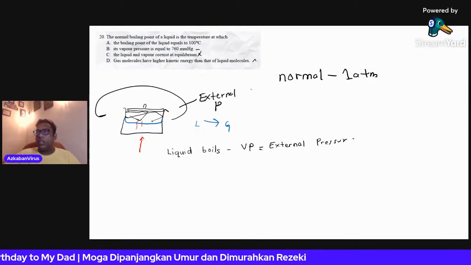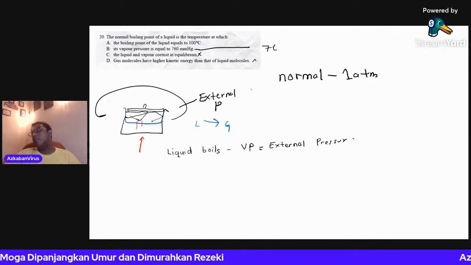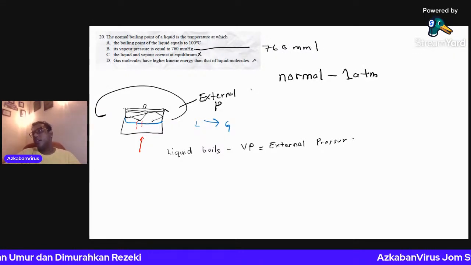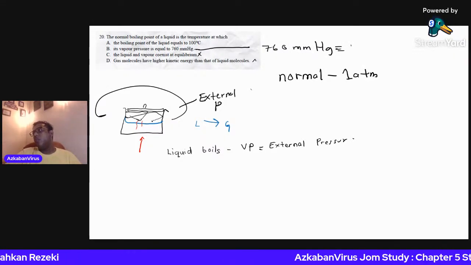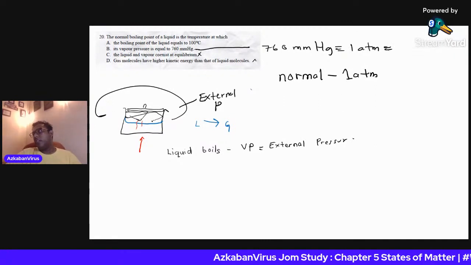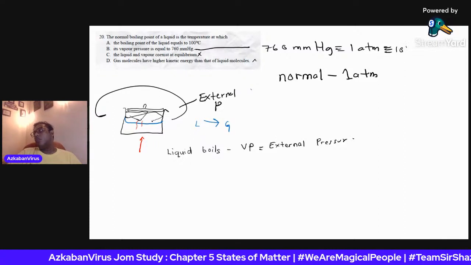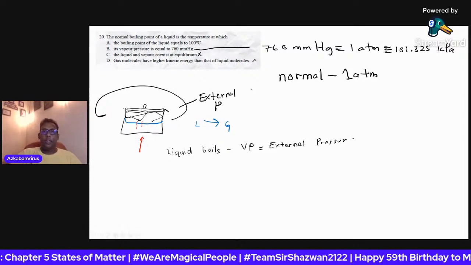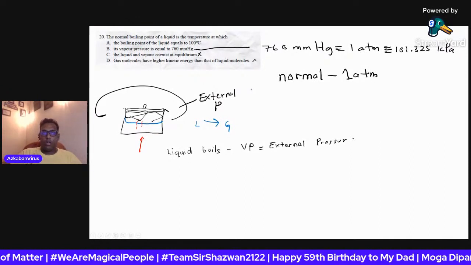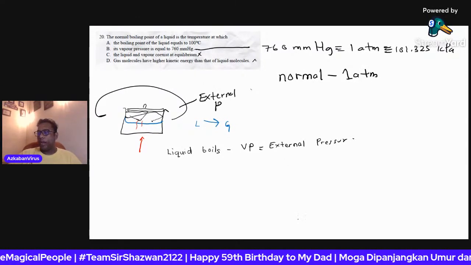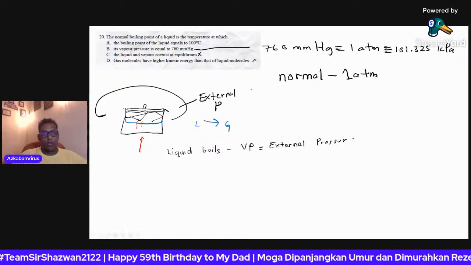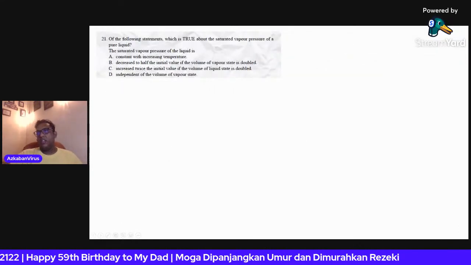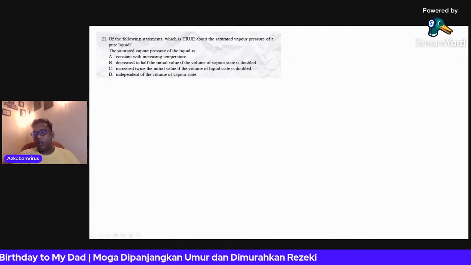Okay. Kenapa ini? 760 mm mercury is equivalent to 1 atm, which is equivalent to 101.325 kilo Pascal. Ini hubungan dia. Okay. Nombor 21.